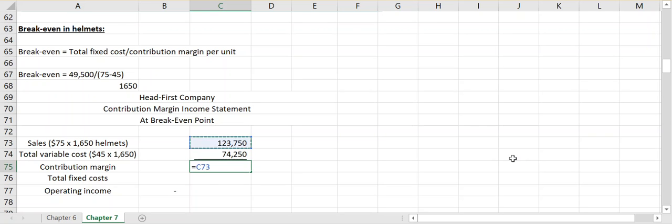So that gives us a contribution margin of $49,500, and our total fixed cost are $49,500, which means that we would have an operating income of $0, and that's what we need to have in order to break even. That means our revenues exactly cover dollar for dollar all of our expenses.